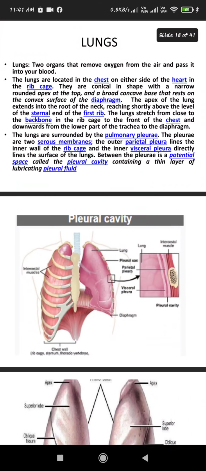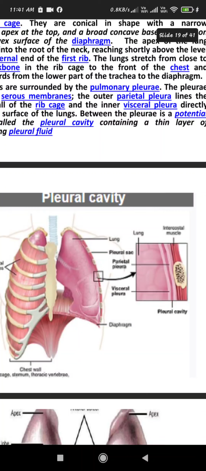Okay, in this diagram, look, this is the pleural cavity in which fluid is filled, called pleural fluid, which protects the lungs from shocks and injuries. Then it is divided into two. This is your visceral pleura, and this is your parietal pleura. So the outer one is parietal, and this is your visceral pleura.